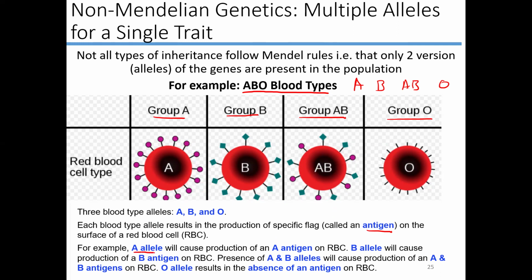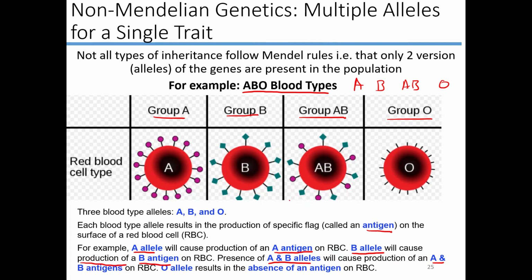So if we were to take our allele A, it would cause production of an antigen A on the red blood cells. B allele will cause production of B antigen on red blood cells. And if we have both A and B alleles, then we're getting both of those, A and B, right here. And if we have type O, then we don't have any antigens at all. So again, this is going to help dictate exactly who can receive what type of blood.